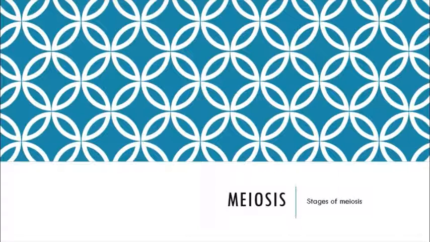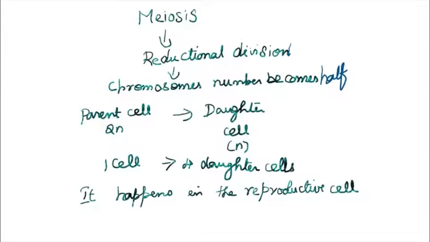Hi everyone, in this video we are going to discuss a type of cell division, that is meiosis, and we are going to focus on the stages of meiosis. Meiosis basically is a reductional division. That means the chromosome number becomes half. For example, if the parent cell has 2n chromosomes, at the end of meiosis it is reduced into n chromosomes in the daughter cell.